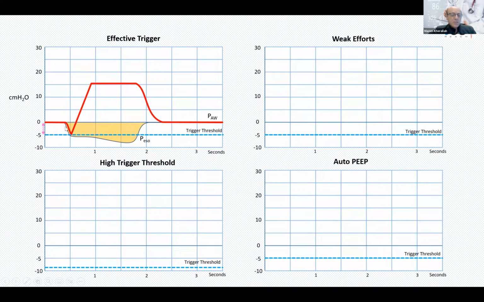So you can see that the patient drops the intrathoracic pressure and goes below the trigger level. As he's dropping the intrathoracic pressure, the airway pressure goes down. And once we reach that threshold level for triggering, the ventilator is triggered with positive pressure. And you can see the pressure goes up to 15 centimeters of water. That means that this is pressure control or pressure support. We're setting the control or the support at a level of 15 centimeters.